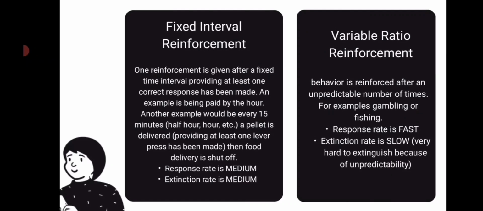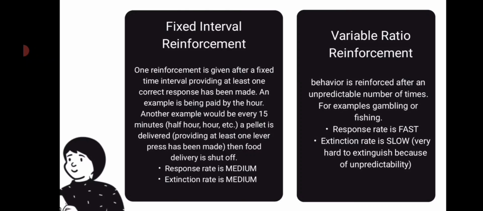Next is the fixed interval reinforcement. One reinforcement is given after a fixed time interval, providing at least one correct response has been made. An example is being paid by the hour. Another example would be every 15 minutes, half hour, or an hour. A pellet is delivered, providing at least one lever press has been made. Then, food delivery is shut off. The response rate here is medium and the extinction rate is medium.